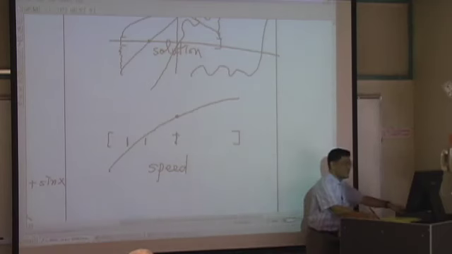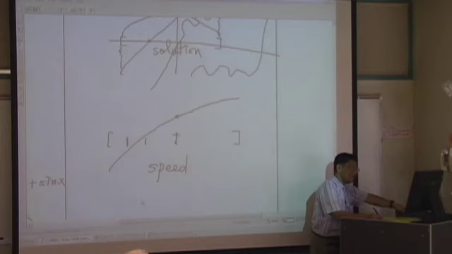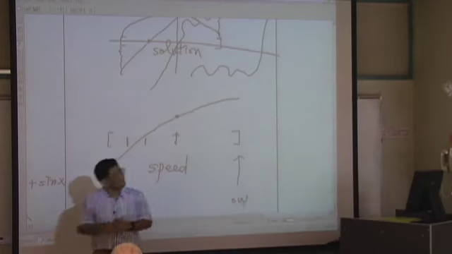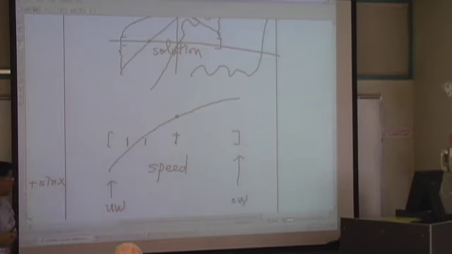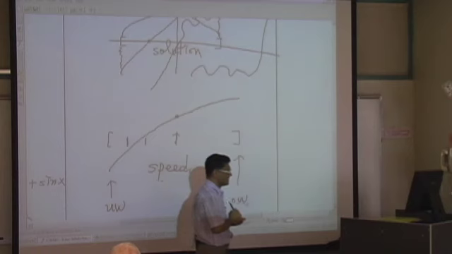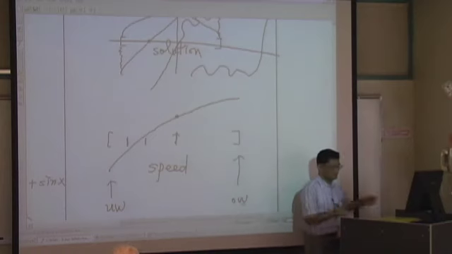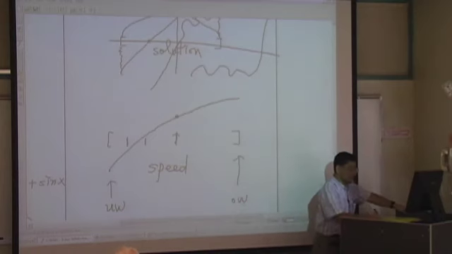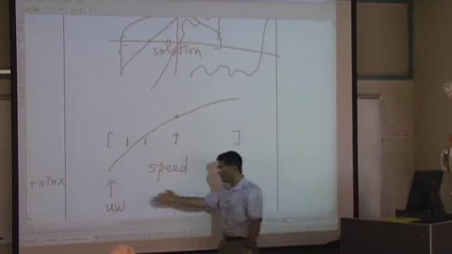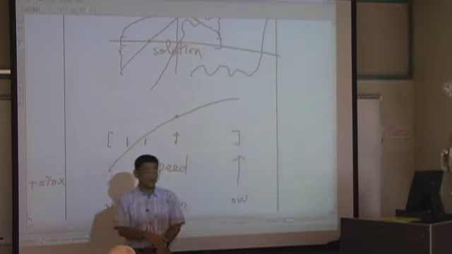So let's design it first. I will call this underwater, and then I will call this overwater. So UW represents underwater. It's not a good choice, but yeah. And then I will call this the middle point. So we have already three cases.